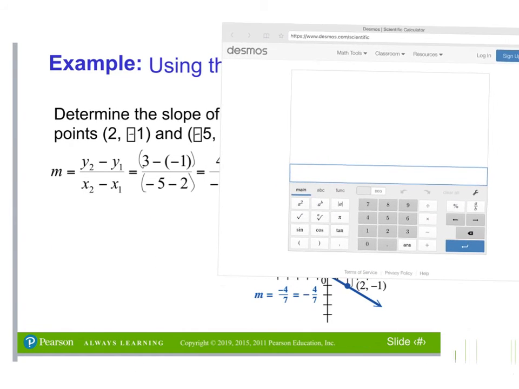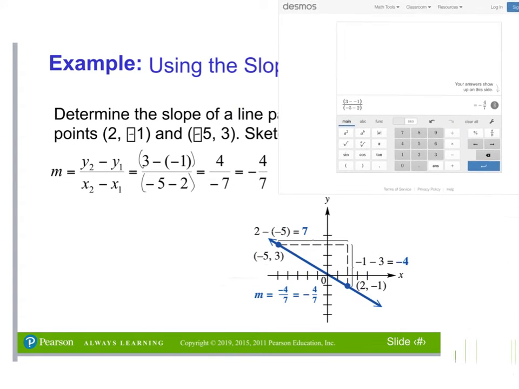So we're going to have parentheses, and then 3 minus a -1, end parentheses, and then divide, that creates the fraction, and then parentheses, -5 minus 2, end parentheses. And then on Desmos, it'll give that as a decimal. And if we want to see that as a fraction, just push that button that has the little circle with the blocks for the fractions. Okay, so that gives -4/7.